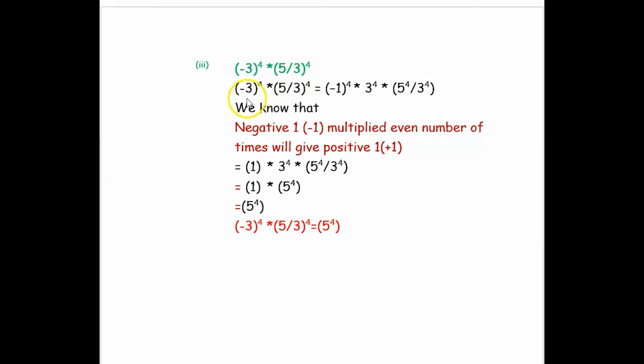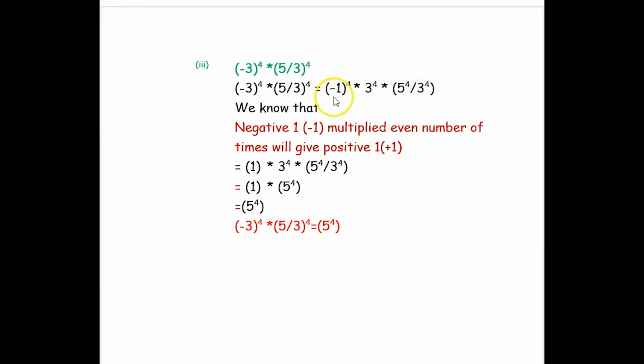So now let us see how to rewrite this equation. Negative 3 raised to the power 4 can be written as negative 1 raised to the power 4 into 3 raised to the power 4, and 5 divided by 3 whole raised to the power 4 can be written as 5 raised to the power 4 divided by 3 raised to the power 4.